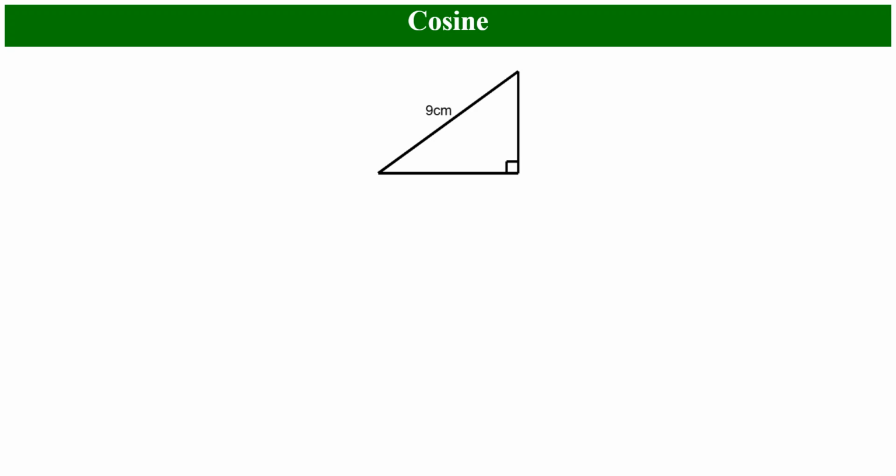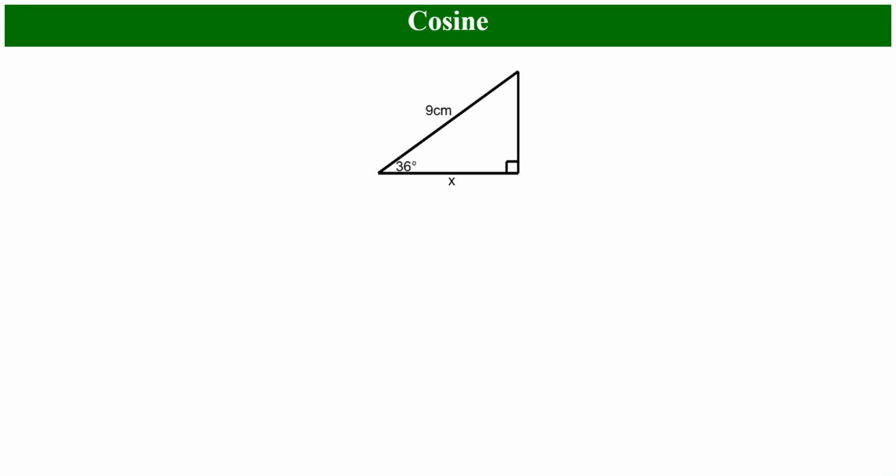9 centimeters, the hypotenuse being opposite the right angle. We also know that this angle is 36 degrees. And here we want to find the length x. Now x here is the adjacent side, adjacent next to the angle.